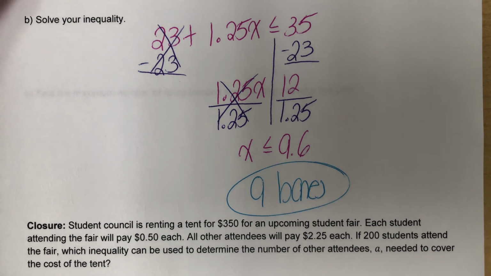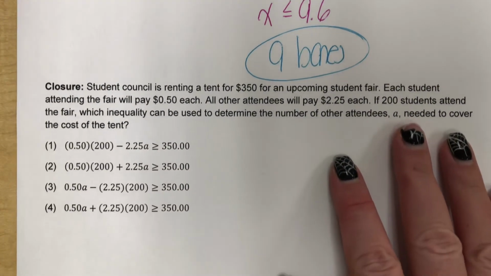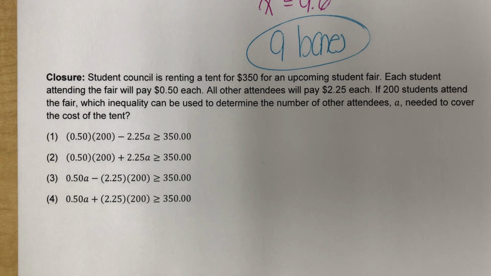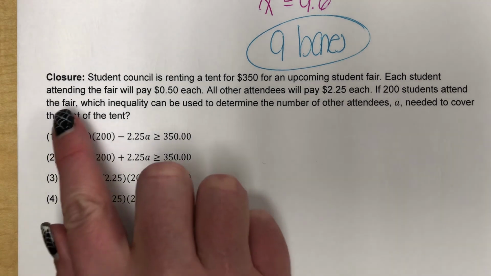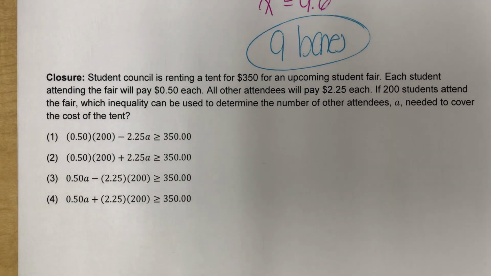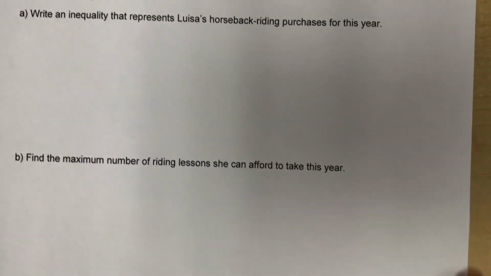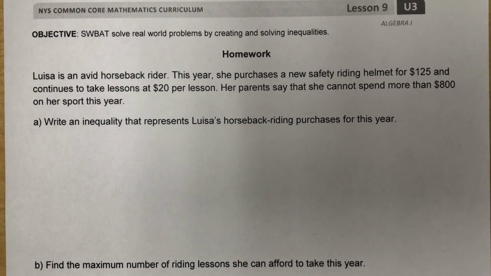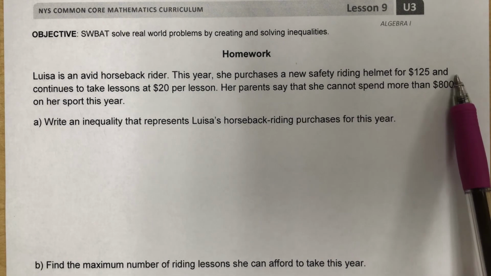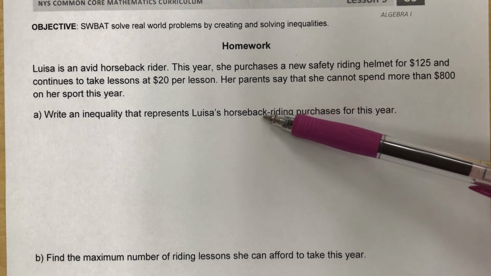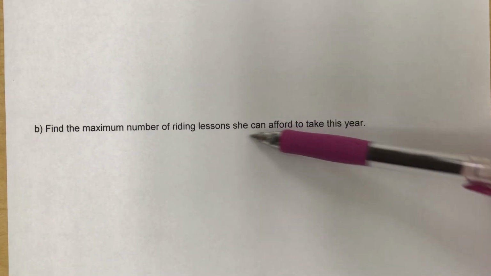All right, if we look at the closure, which is at the bottom, okay, that's for you to complete. It's multiple choice. Please make sure you are identifying all the key information in the question to get that done. And then last but not least is your homework on the back. All right, make sure that you are getting the homework done as well, identifying all the key information, okay, and then again, carefully writing your inequality and then solving it down below.